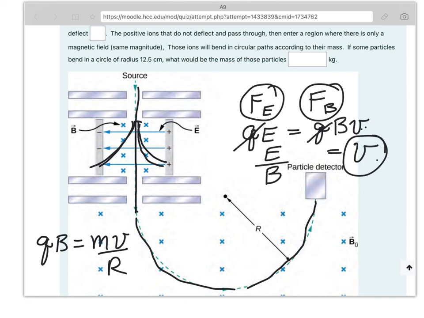Now when it comes in, it bends in this direction. That tells us from right-hand rule number 1 that it must be a positive charge, because if it were a negative charge, it would bend the opposite way and move in a circle in the opposite direction. And so you can use this equation to solve the rest of the problem.